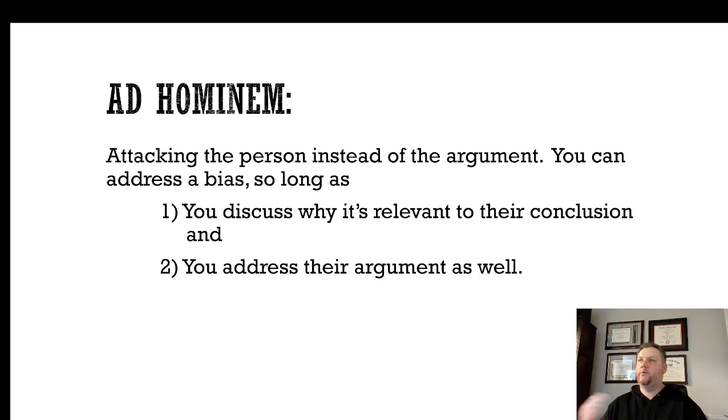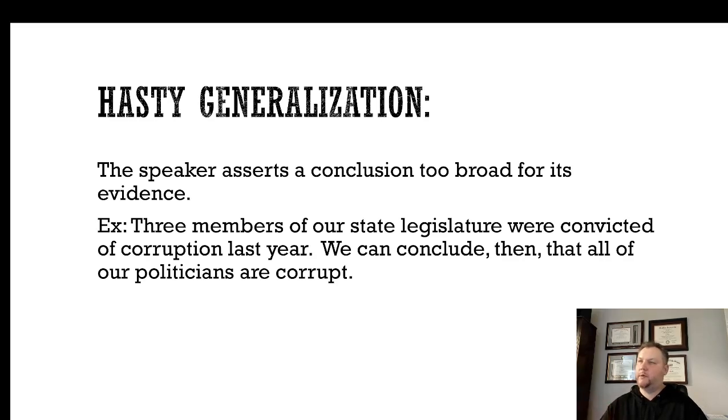So those are the two ways to ensure that you're not engaging in an ad hominem. But again, that one's tricky because sometimes who they are is relevant. Hasty generalization. This is when the person making the argument asserts a conclusion that's too broad for the evidence. This is really common, where you get a piece of information and you just extrapolate that out to a larger conclusion that's way too sweeping.